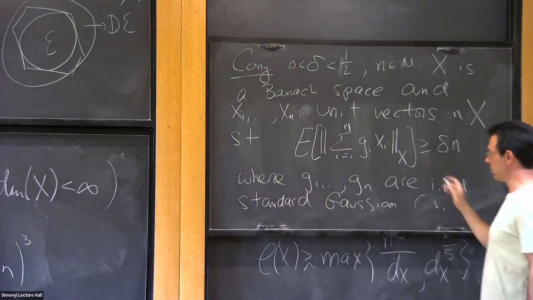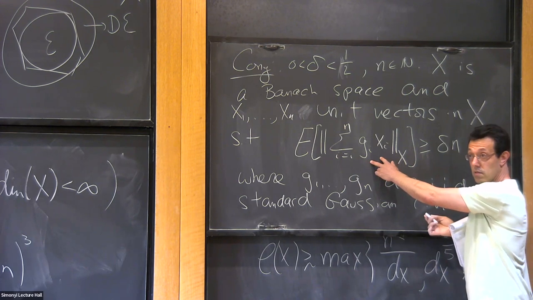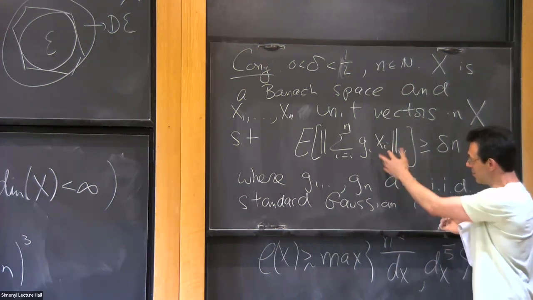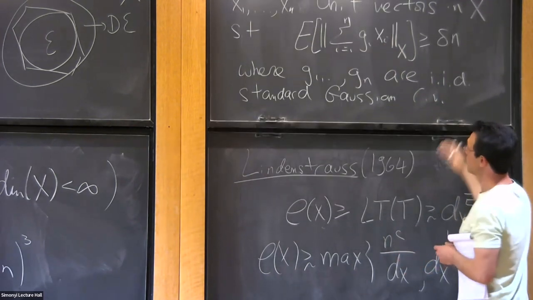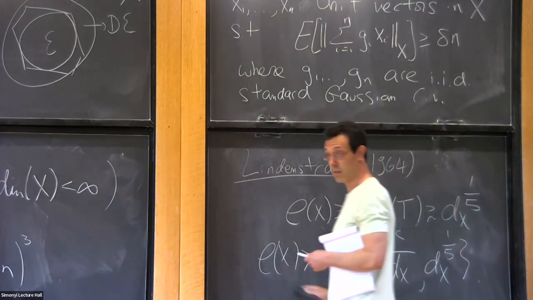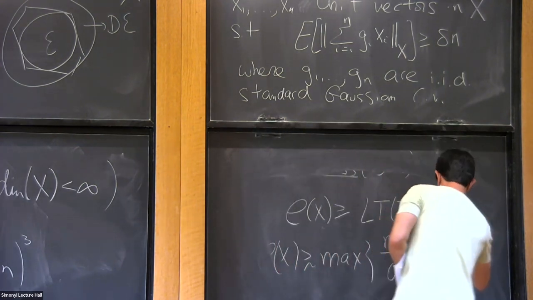Okay, so the upper bound of n is just the triangle inequality, right? I'm assuming it's a unit vector. They can reverse the triangle inequality.